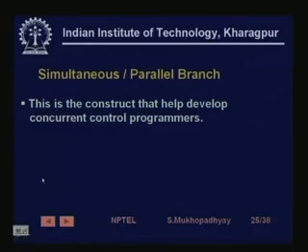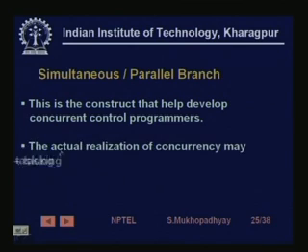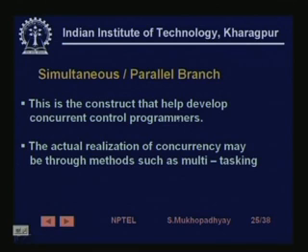Similarly, just like selective or alternative branches, you can also have simultaneous or parallel branches. This is a new construct which is not possible to implement in a normal state machine. It is a construct that helps concurrent control programs. The actual realization, how you will run concurrent executions, can be made using various operating system methodologies such as multitasking.